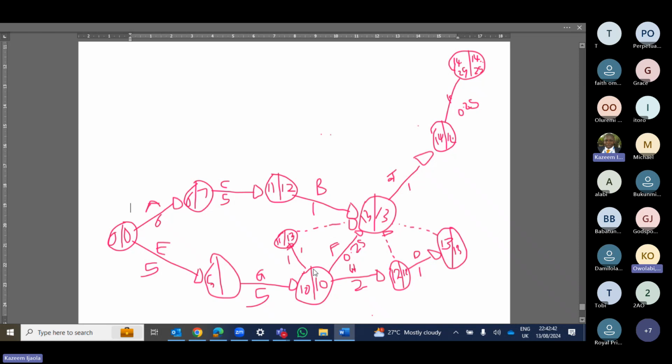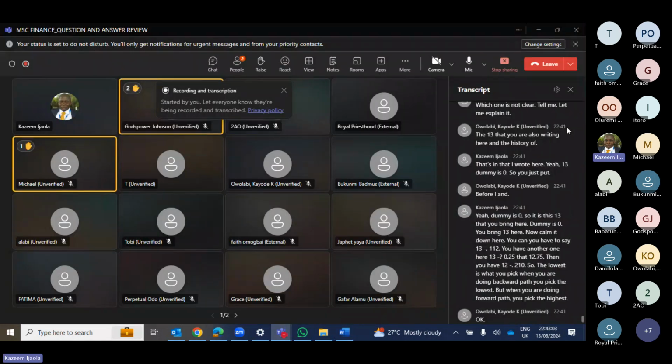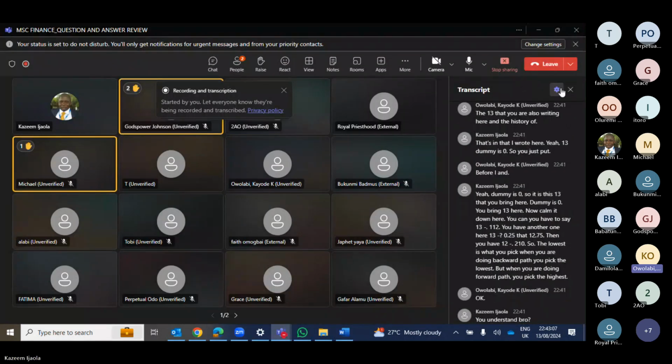Now, coming down here, you have to say 13 minus 1, 12. You have another one here. 13 minus 0.25, that's 12.75. Then you have 12 minus 2, 10. So the lowest is what you pick. When you are doing the backward part, you pick the lowest. But when you are doing the forward part, you pick the highest. You understand, bro? Is that clear? Yes, I know.